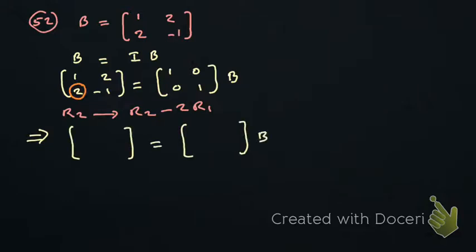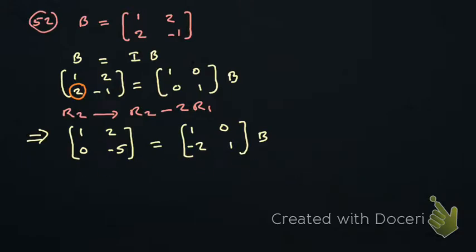I will copy my R1 as it is because it is not under change: 1, 2, 1, 0. And R2 minus twice of R1: 2 minus 2 is 0. Minus 1 minus 4 is minus 5. 0 minus 2 is minus 2. 1 minus 0 is 1. So this is what I have here now.